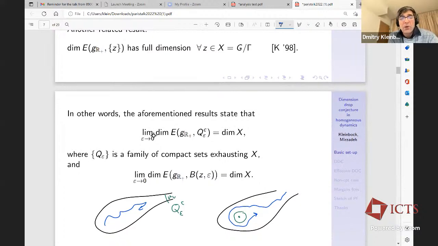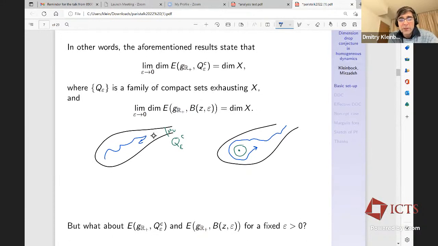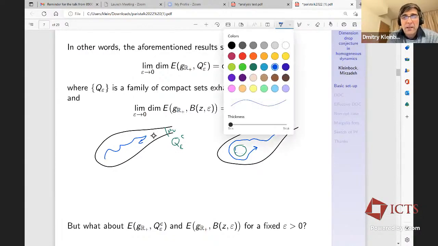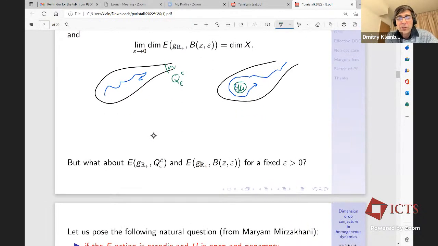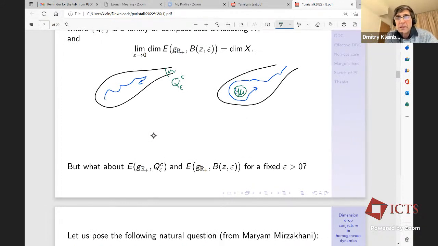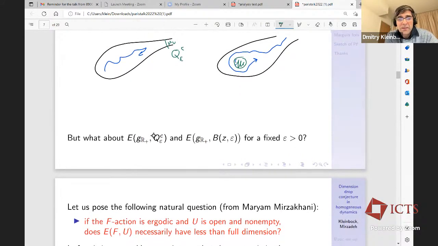Okay, and now the question that I want to address is what happens to these sets for fixed epsilon? So now I really want to consider this little open set and see what happens. And here is the question that I want to address. This question comes from Maryam Mirzakhani, who asked this to Alex Eskin, and Alex asked me. And I said I didn't know. And then we started working on it.